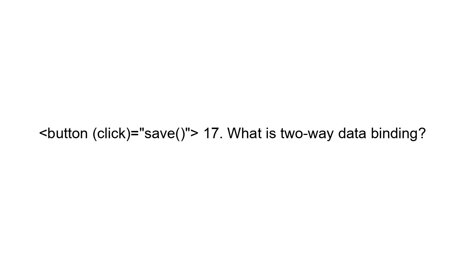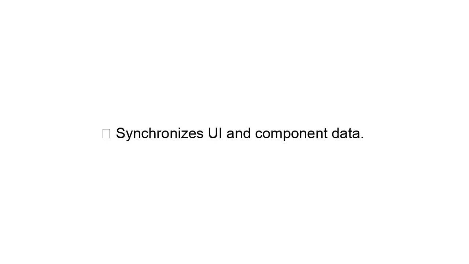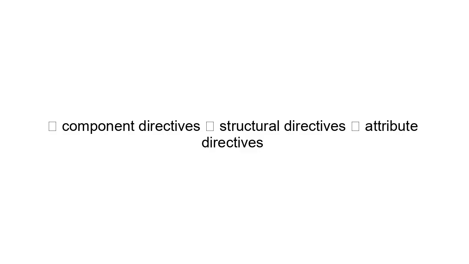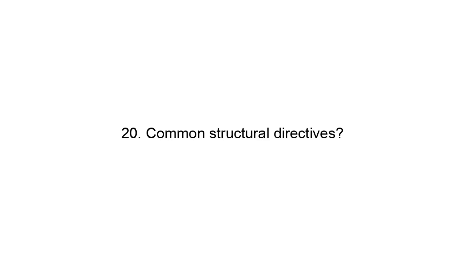17. What is two-way data binding? Synchronizes UI and component data. Example: input [(ngModel)]="name". 18. What is directive? Adds behavior to DOM elements. 19. Types of directives: component directives, structural directives, attribute directives. 20. Common structural directives: *ngIf, *ngFor, ngSwitch.